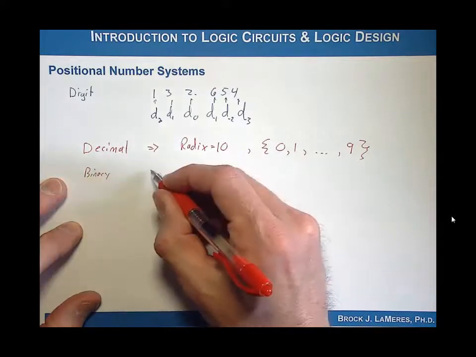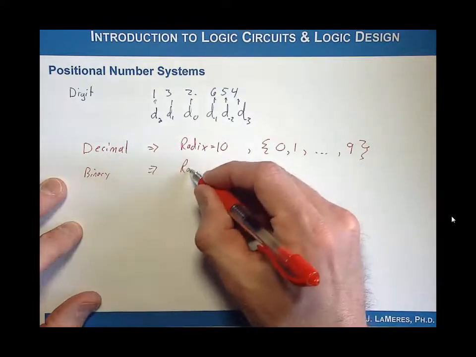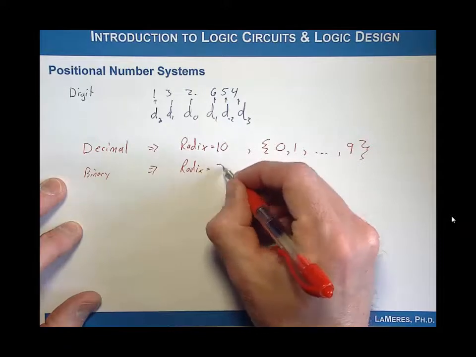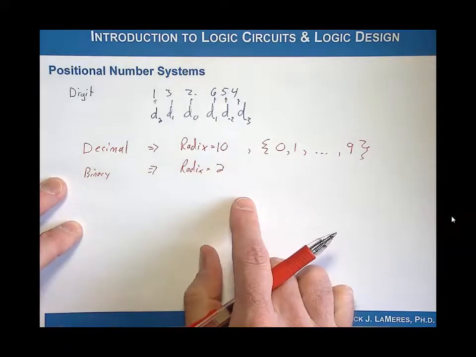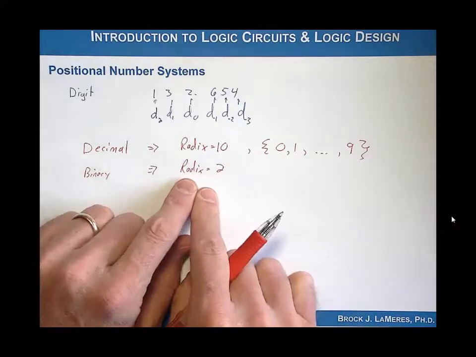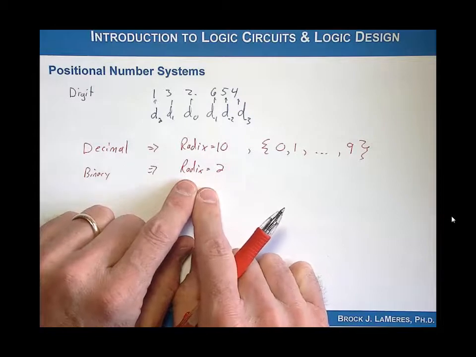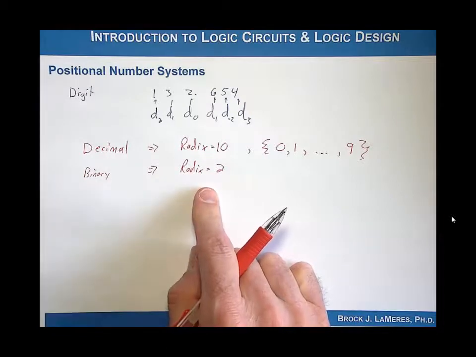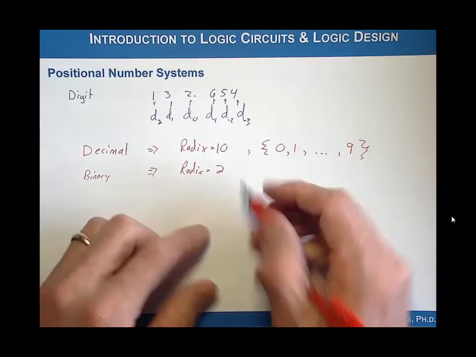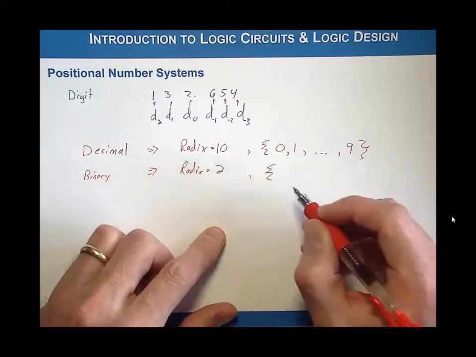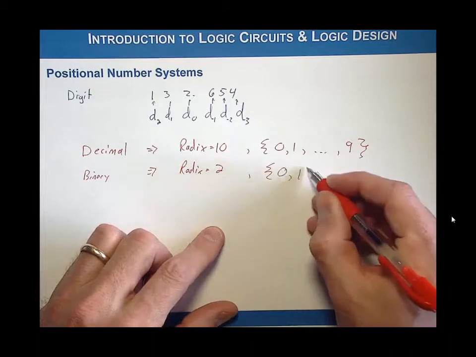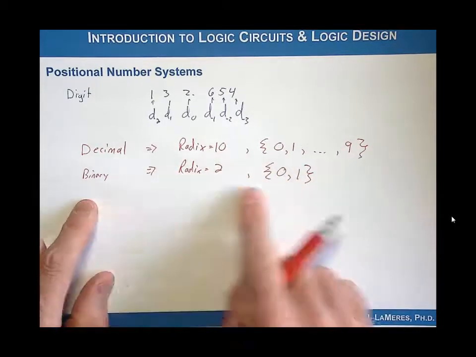Now binary has a radix of 2, and the reason that a radix of 2 is important is because digital circuits only have 2 states. So they have a high or low, they have a true or false, and in this set we're going to map those 2 values to 2 numbers, which are 0 and 1. So we have a binary system.